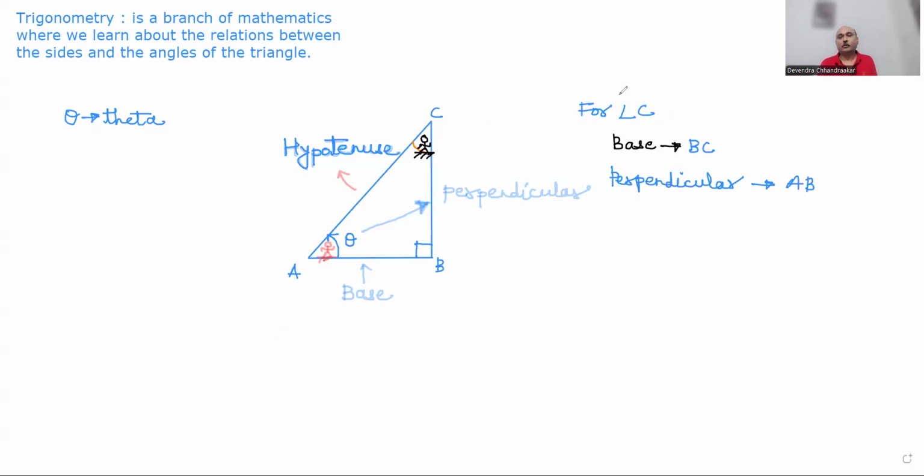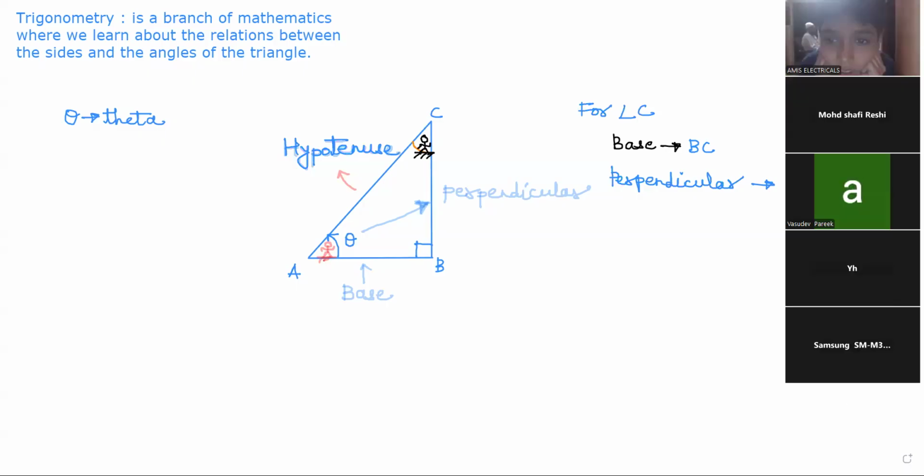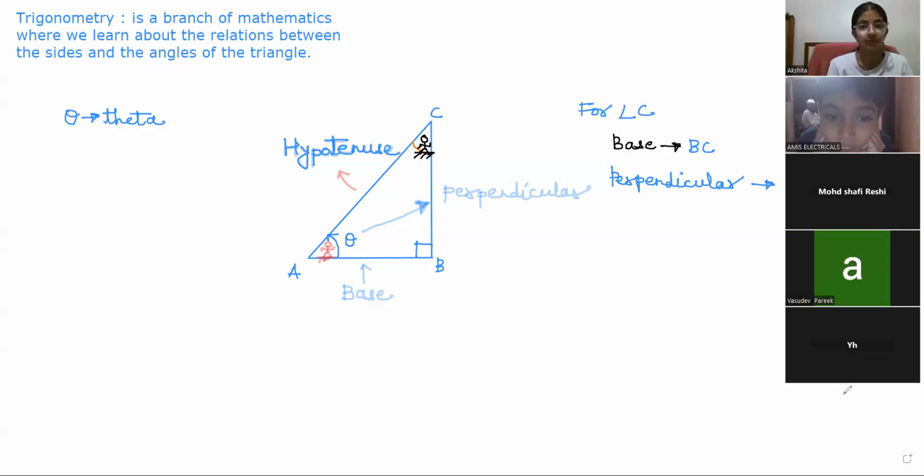I hope all of you understood this. Yes or no? Any doubts in this? No doubts. Okay. Akshita, understood? Okay.